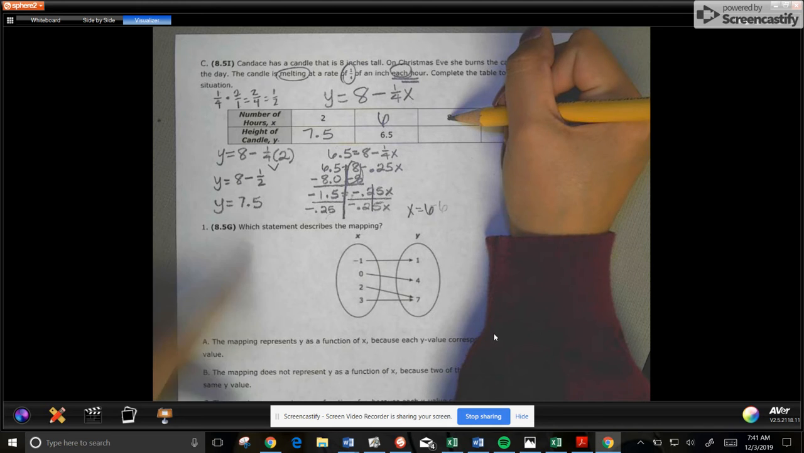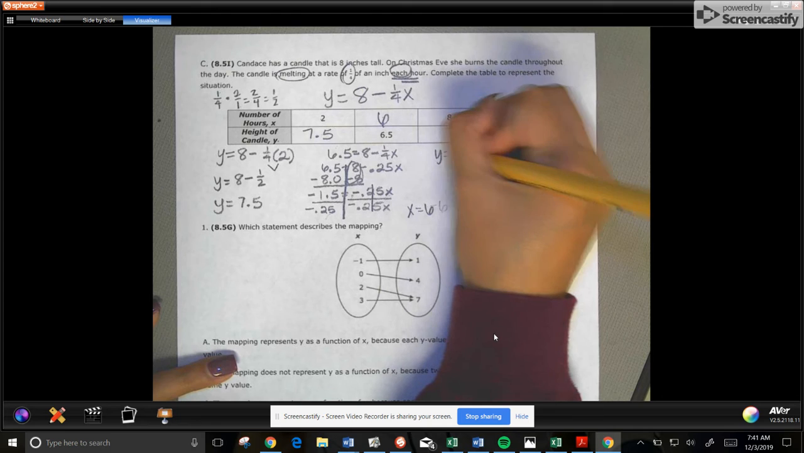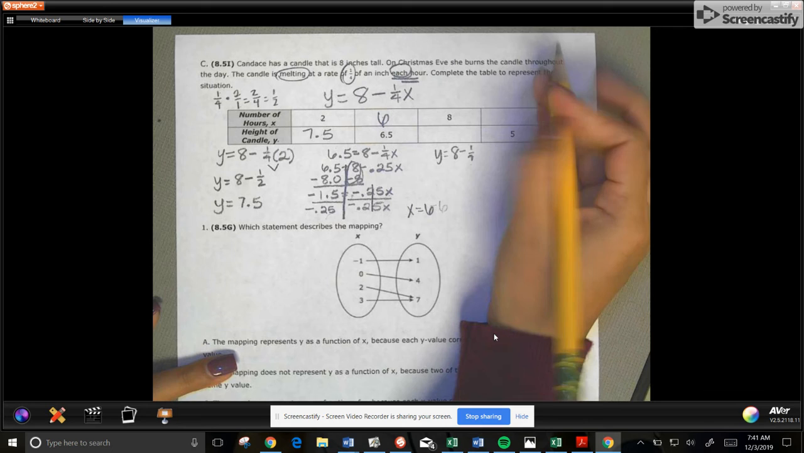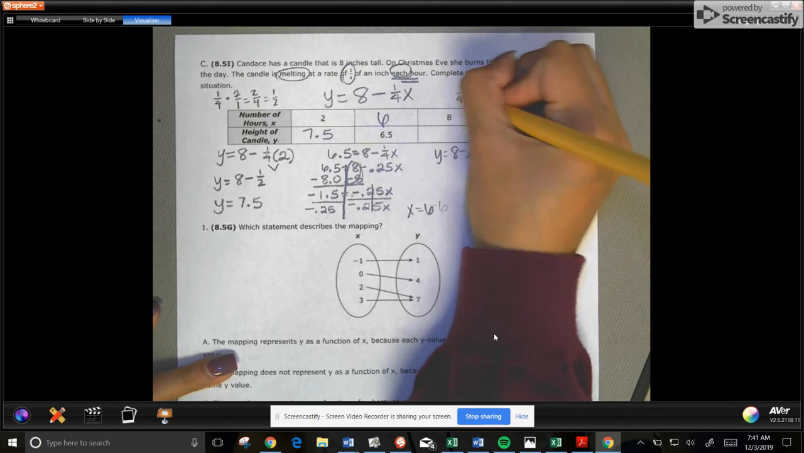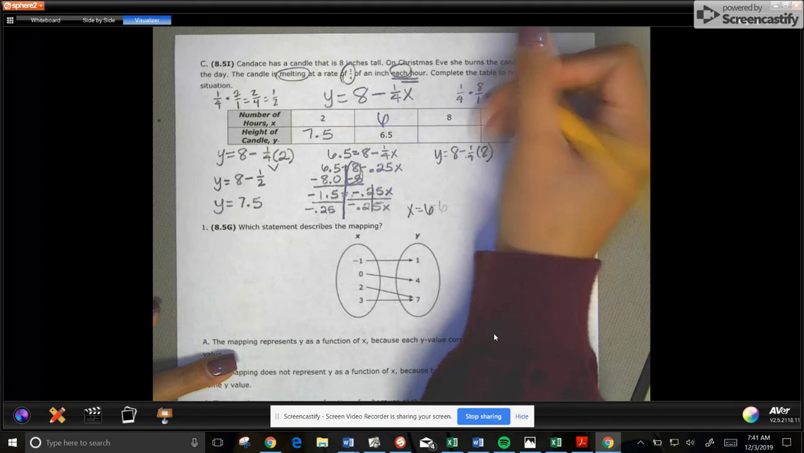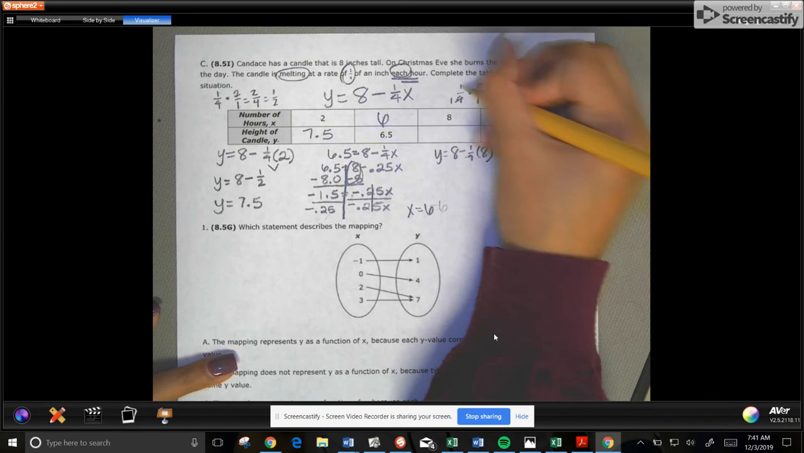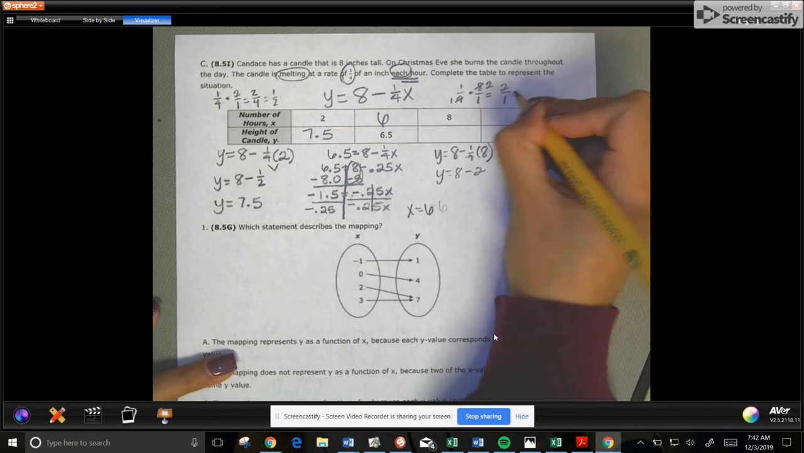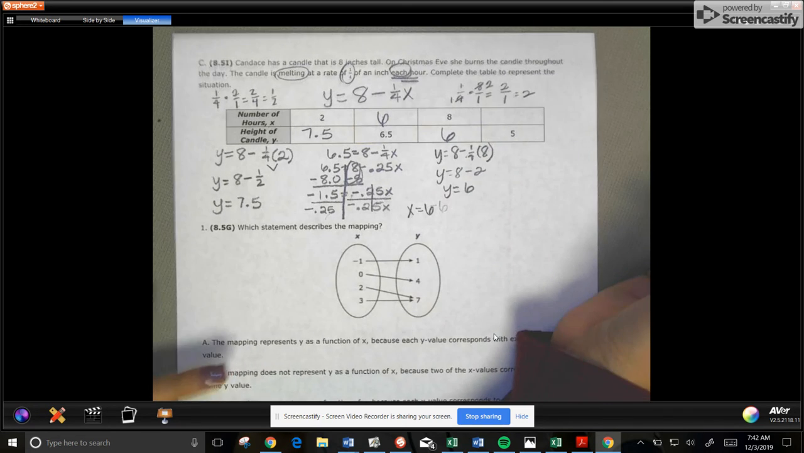Now, for number 8, I can plug it into this equation again. So y equals 8 minus 1/4, that's a 4, times 8. Now, if I do 1/4 times 8 over 1, that 4 goes into 8 2 times. So 1 times 2 is 2, 1 times 1 is 1. So y equals 8 minus 2. And 8 minus 2 is 6. So I should have another 6 here.